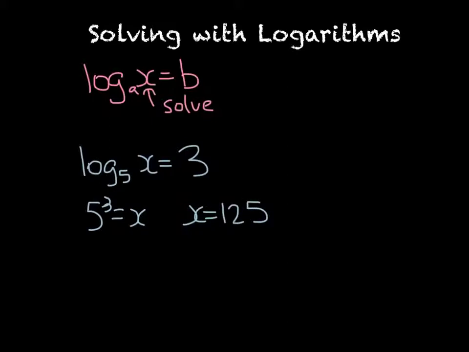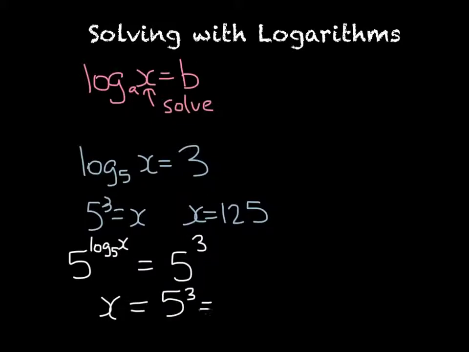The second way I can do this is I can raise 5 to the power of both sides of the equation. So that would look something like 5 to the power of log base 5 of x equals 5 to the power of 3. And so since I know that exponentiation is the inverse of log, I can see that these two will cancel out, and I'll end up with just an x on this side, and 5 to the third, or 125. So either way, we get the same answer.